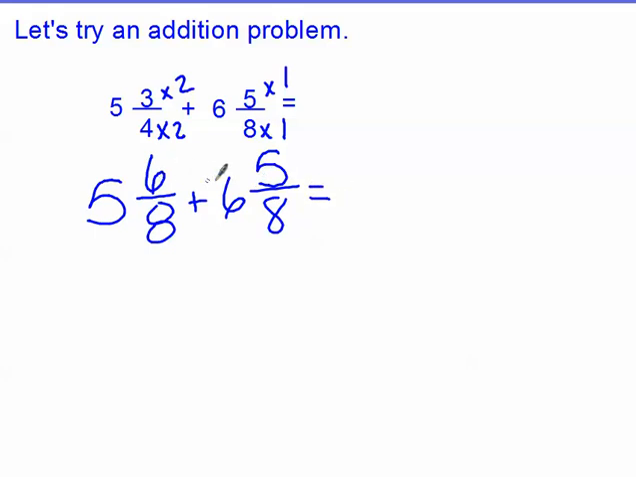Here I have 6, here I have 5, so we end up with 11, and there's still 8s, so it's 11/8. Now 5 and 6 make 11. Now this is a perfectly fine answer, except for the fact that this fraction is an improper fraction. So that tells us that we need to simplify this. And in order to simplify an improper fraction, we simply divide. Top in, bottom out. And we divide.